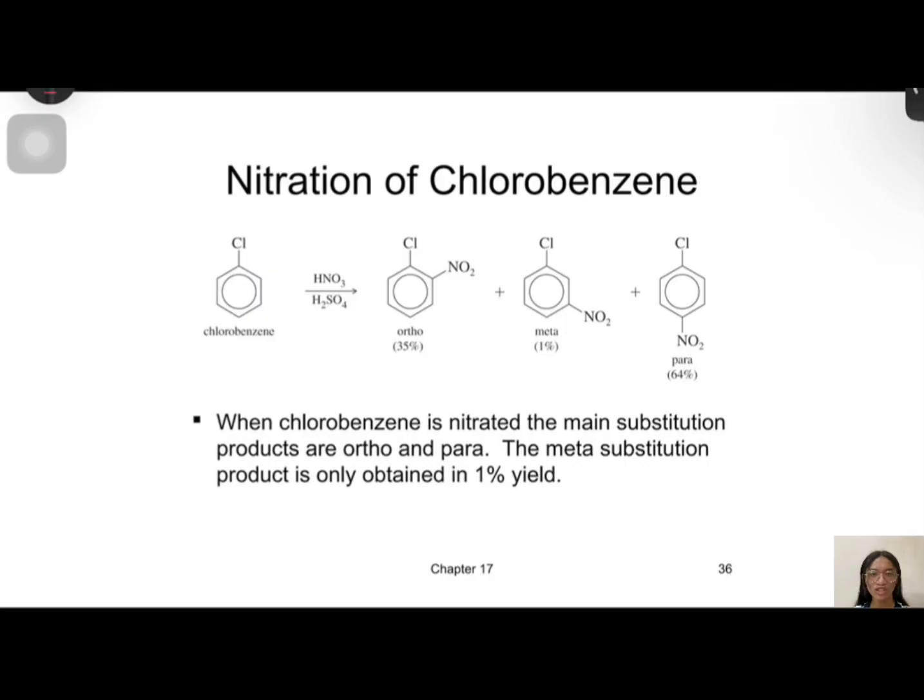Next is nitration of chlorobenzene. When chlorobenzene is nitrated, the main substitution products are ortho and para. The meta substitution product is only obtained in 1% yield. Chlorobenzene with nitric acid and sulfuric acid gives ortho 35% plus meta 1% plus para 64%, a total of 100%.